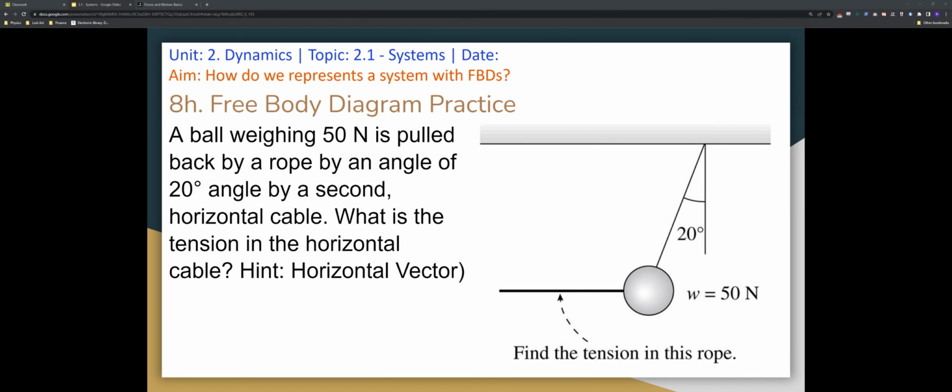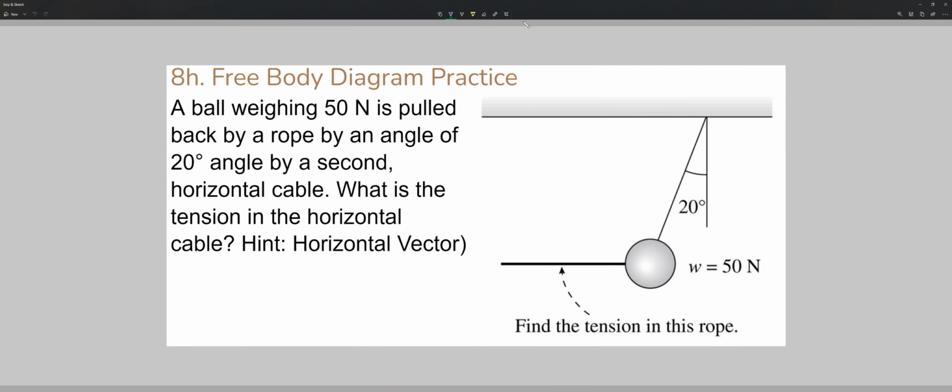So we have this diagram here. A ball weighing 50 newtons is pulled back by a rope at an angle of 20 degrees. And the question says, what is the tension in the horizontal cable that's pulling this ball back? The object is in equilibrium, which means my net force in the x direction should be 0. And we also know that my net force in the y direction is also 0.